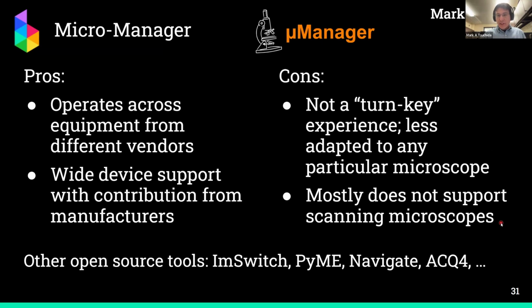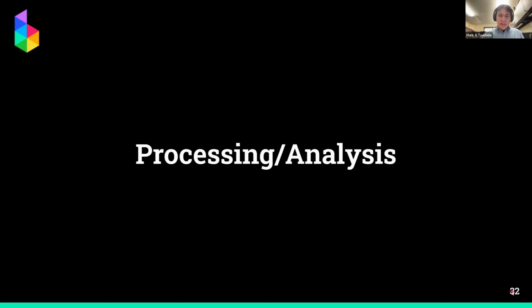And I guess one thing that's a frequently asked question is that we do not, for the most part, support scanning microscopes. So we do spinning disc confocals, but not laser scanning, except for some home-built examples. And I just listed a few other open source tools that are in the same category: ImSwitch, the Python Microscopy Environment, Navigate, and ACQ4, which if you're interested in this kind of thing, you might want to look at. And with that, I'm going to turn it over to the processing and analysis section.